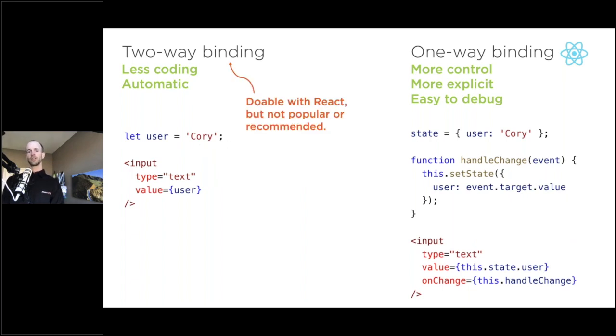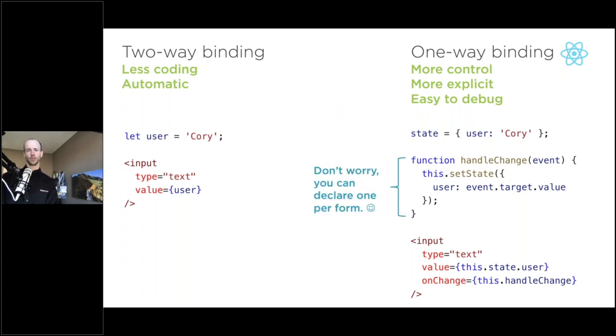Now that said, you can do two-way binding with React, but it's not typically popular. And also, don't worry, you don't have to declare one change handler per input. You can declare one per form. They tend to often be pretty similar, so it's not actually that much work to get this pulled together.